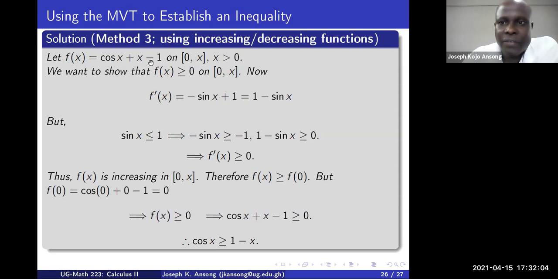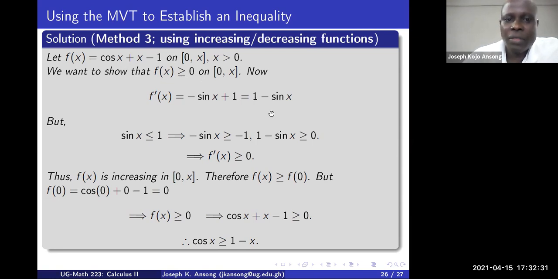So once we have this function, you want to be able to establish this. And once you establish this, then you have established the inequality. Okay, good. How do we show that this function is positive? That's basically the question. You can use the derivative of the function, right? So find the derivative of this. F prime of x will be equal to negative sine x plus 1, right? Or if you like, 1 minus sine of x. That is the derivative of this.